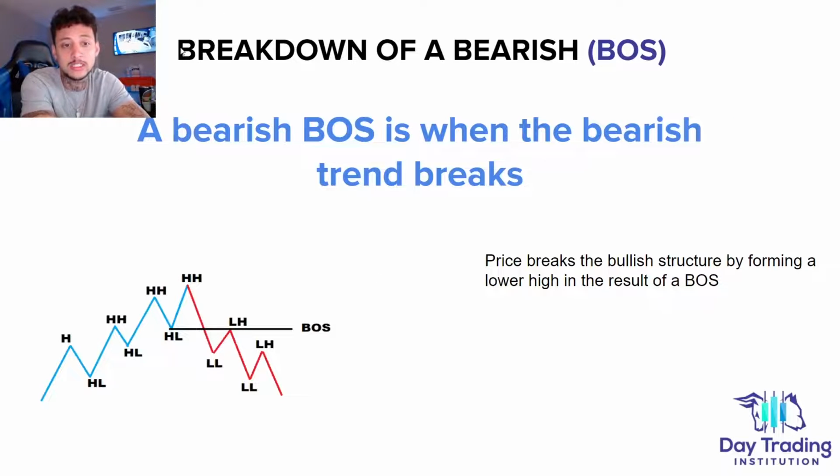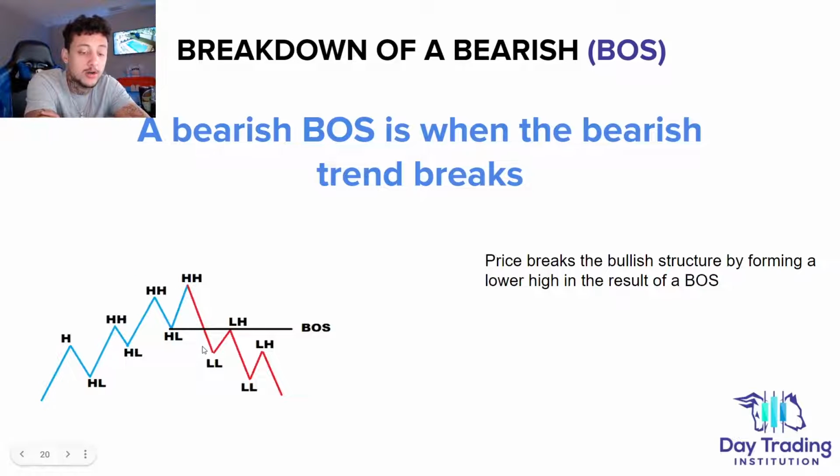Now let's take a look at an example of a bearish break of structure. A bearish break of structure is when the bearish trend breaks, and all it simply means is price broke the bullish structure by forming a lower low in the result of a break of structure, right?